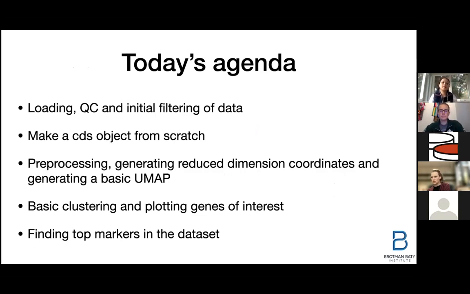So today's agenda is dealing with the first and the most preliminary things when you have single cell data. So first is loading of the cell data set, which is the primary object that will house your single cell data, and that will be used as a raw material for the entire pipeline. So we will learn how to load that, how to QC the data, how to do the initial filtering of the data, so that you're sure that you're working with confident data. And then we will also learn how to make this cell data set from scratch if you don't have one ready already. We'll pre-process, reduce dimensions, and also make a UMAP. We'll do clustering and plot genes of interest, and also find top markers within the different clusters in the data set.